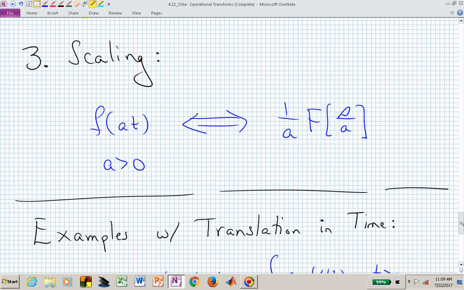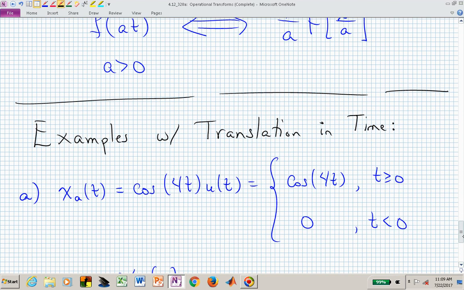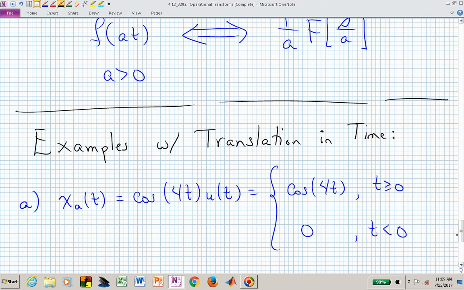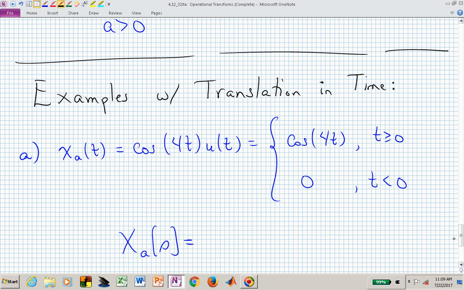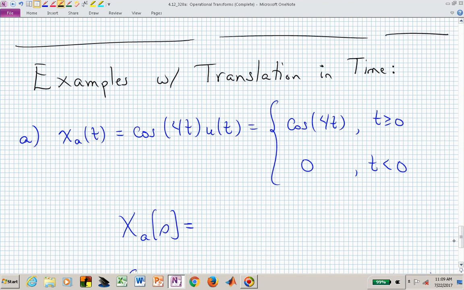Let's now use this to see how we can actually utilize some of these operational transforms, and in particular this translation in time. Let's start with it. X sub a of t, that's the classic standard waveform. You could go into the table and find that, but at this point in the course, you should be able to write that down.